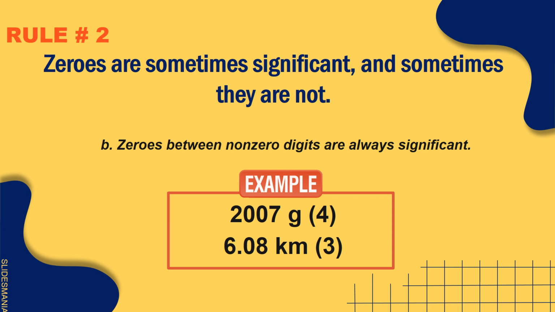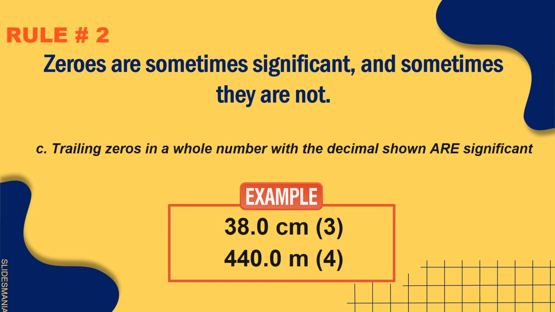Another sub-rule for rule number 2: zeros between non-zero digits are always significant. Okay, zeros between non-zero digits are always significant. For example, we have 2007. The zeros are in between 2 and 7, therefore we have 4 significant figures. And we have 6.08, the 0 is in between 6 and 8, therefore we have 3 significant figures.